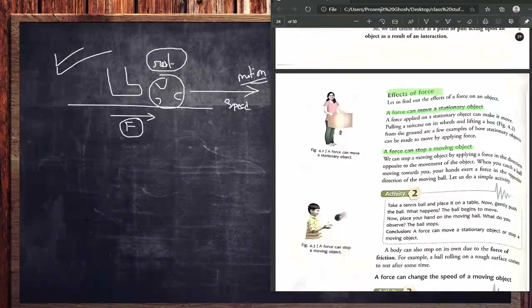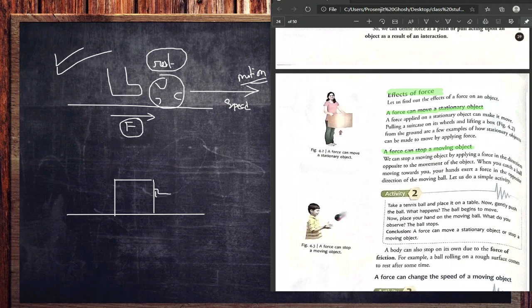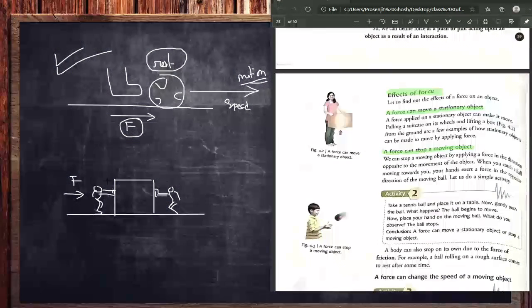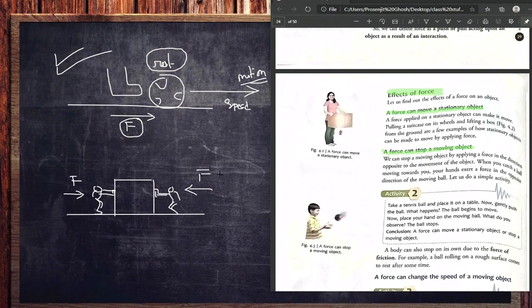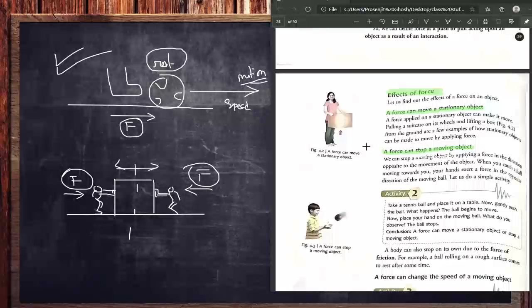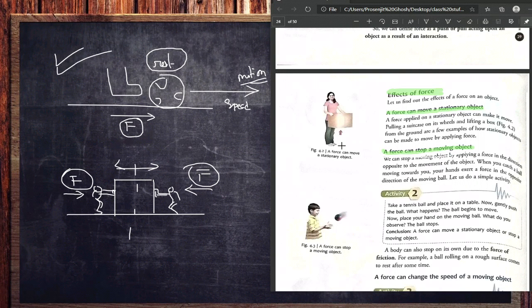Now coming to the second one. Just remember, two persons are pushing this object in opposite directions, and both are applying the same force but in opposite directions. What will happen? This body will never move because on both sides the applied force is the same. So this is the second condition where the applied force is actually making the body stop.